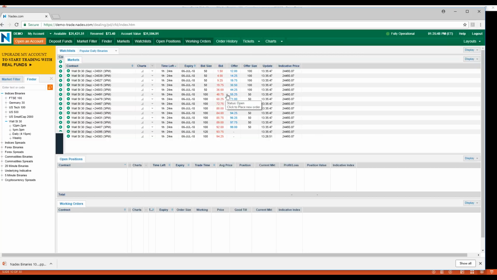What is right in the middle between 0 and 100? At expiration, a binary has to expire at either a value of 0 or a value of 100. What's right in the middle between 0 and 100? 50. So when the market price, the indicative price, is right close to the strike price, it's kind of 50-50, isn't it?